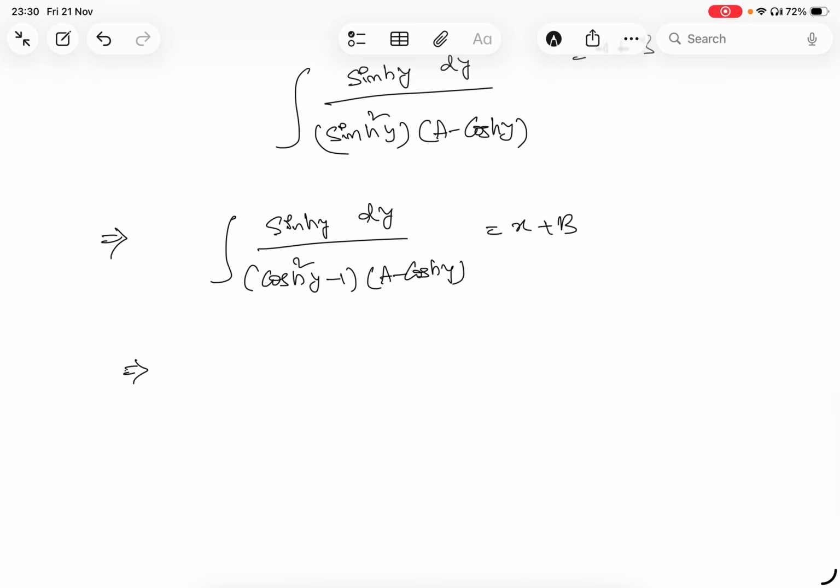Now we need to make again some substitutions. As you can see, these are hyperbolic functions.